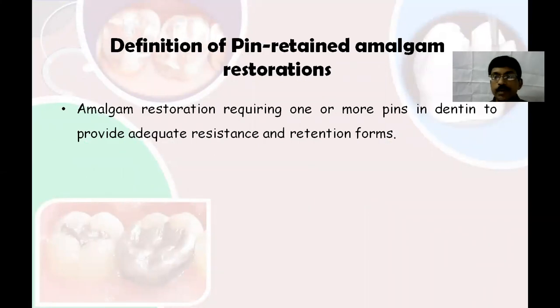Now, apart from complex amalgam restorations, we also have to see the definition of pin-retained amalgam restorations. So, pin-retained amalgam restorations are those amalgam restorations requiring one or more pins in the dentine to provide adequate resistance and retention forms. So, the pins are provided in the dentine so as to obtain more resistance and retention forms for our restoration.